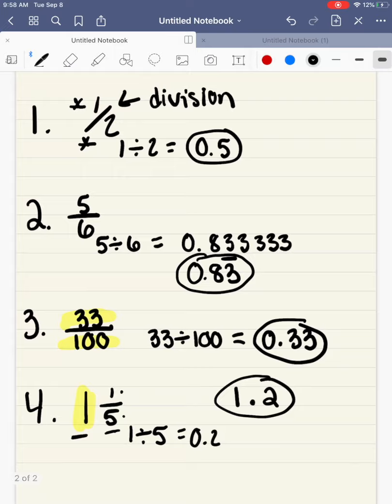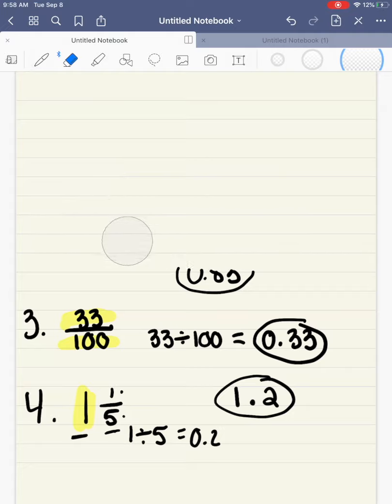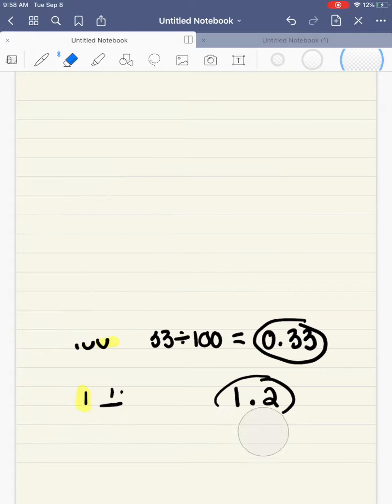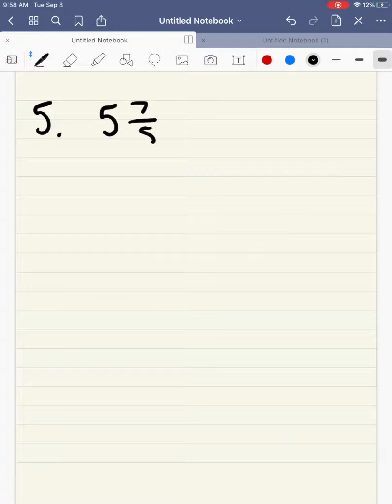Our last example, let me go ahead and just erase this all, is going to be one more mixed number just to make sure you're very clear. So number 5 is going to be the mixed number 5 7/8. It's an ugly 7. Okay, so once again, the whole of our mixed number is 5. So 5 is going to automatically go in front of that decimal.